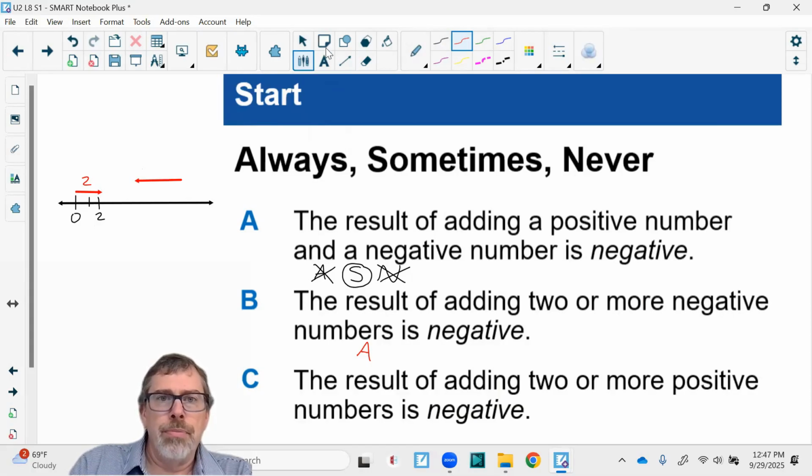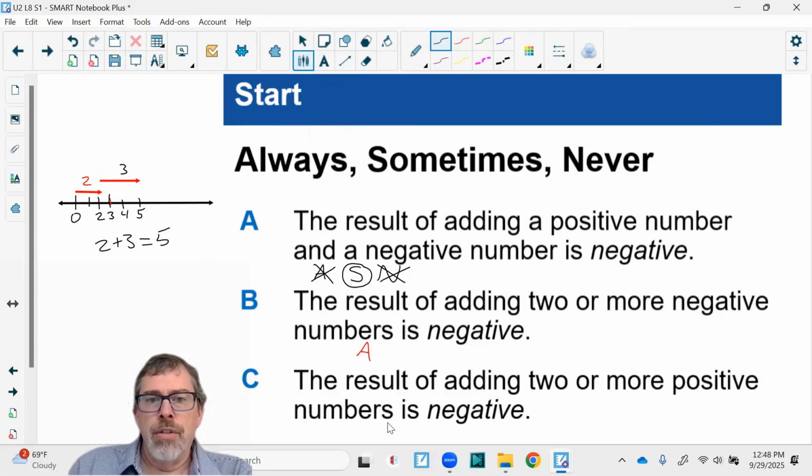So there's 2. But if I add another positive number to it, we're going to start at 2, and we're going to go to the right, and this might be 1, 2, 3 long. So 2 positive numbers, 2 plus 3, will never be negative because we're going to the right of 0 and further to the right of 0. So this is never.